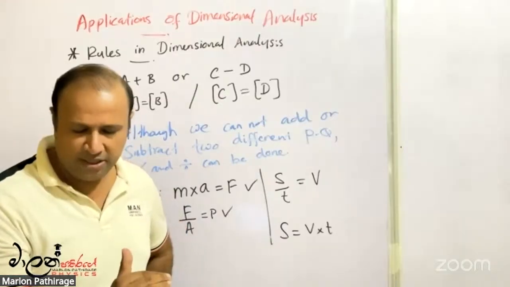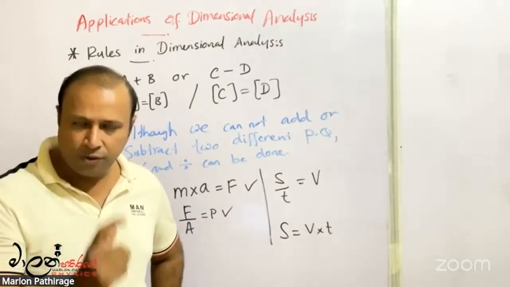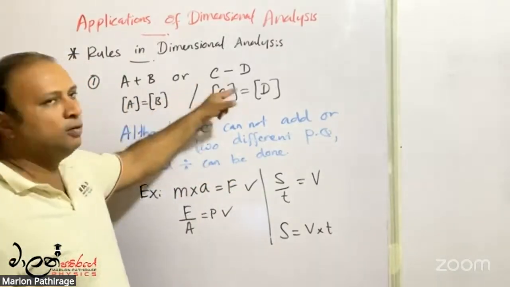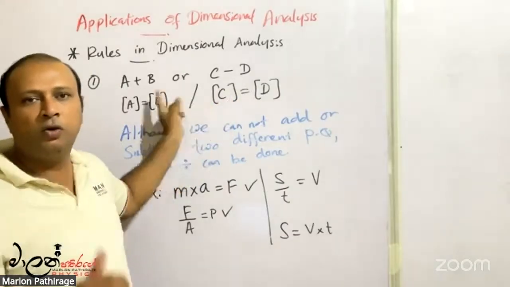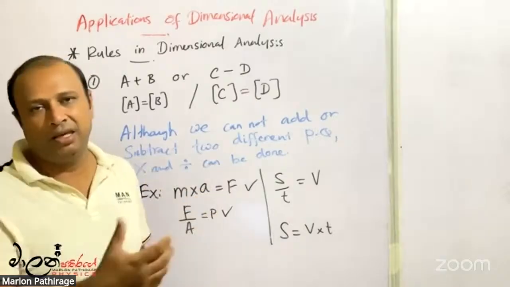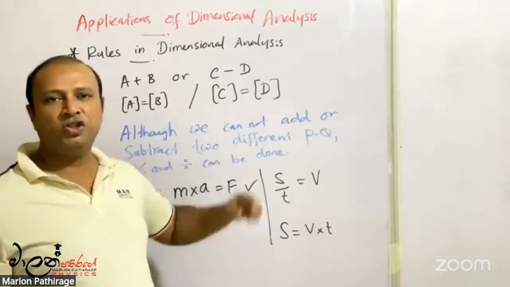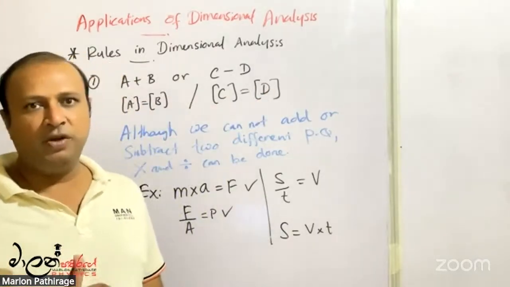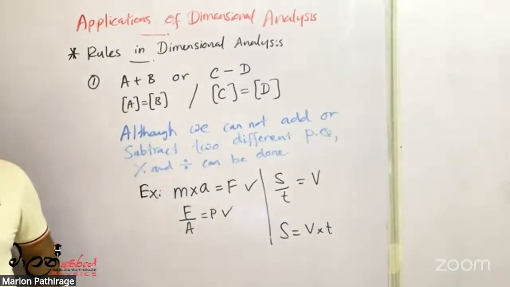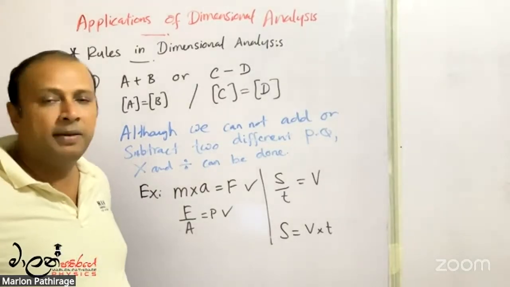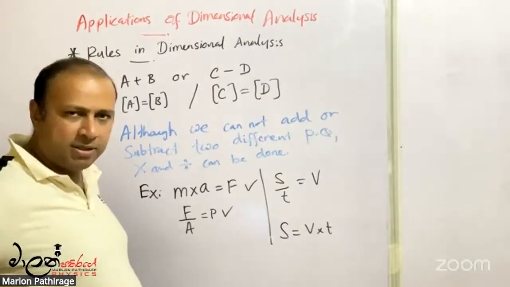Therefore, the first rule in dimensional analysis is, if there's addition or subtraction, definitely those two physical quantities should be the same. If they're the same, their dimensions should be equal. No need to write all the things because most of the things are given in our note, but this one should be noted.